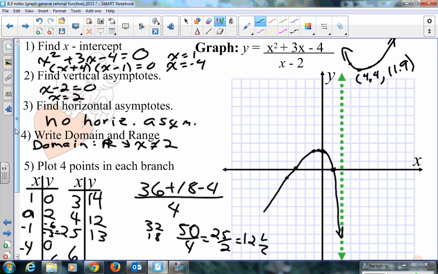And my maximum, I set a left bound and right bound at negative 0.4 and 2.1. So when I make my range, I'm going to be y greater than or equal to 11.9 and y less than or equal to 2.1.